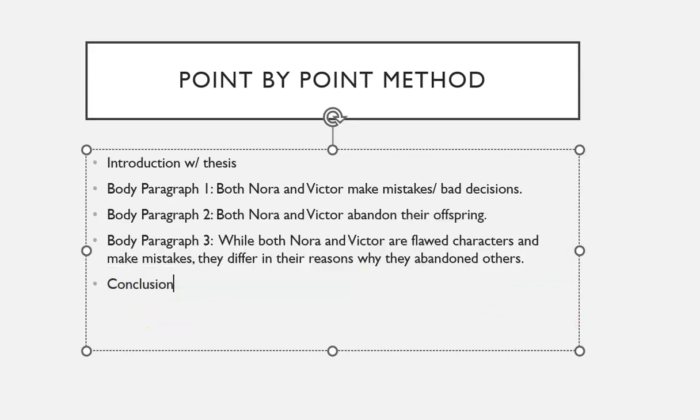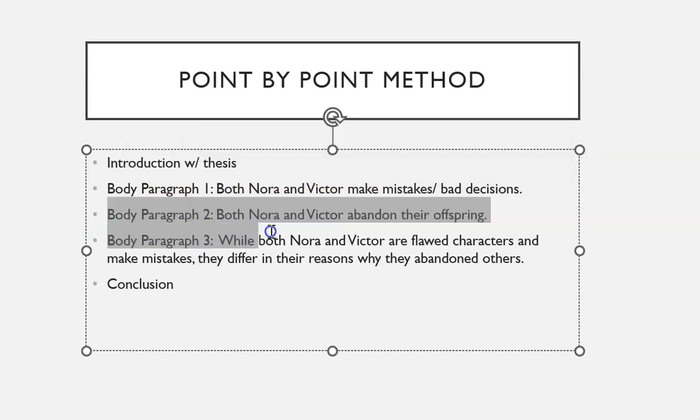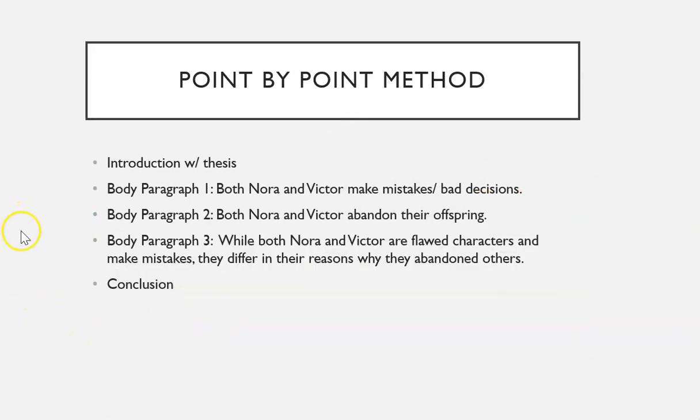So these are 2 methods that you can use to organize your paper. You could even simplify this further and just do similarities between Nora and Victor in one paragraph, and then differences between Nora and Victor in your second paragraph, and then your conclusion. So that would be another simplified way to do it.